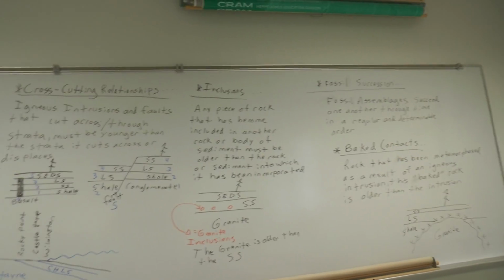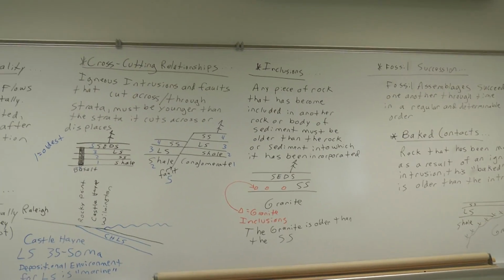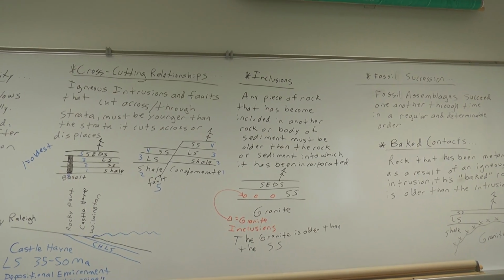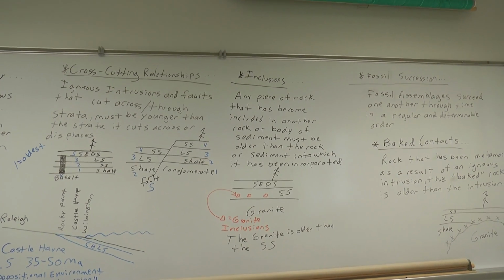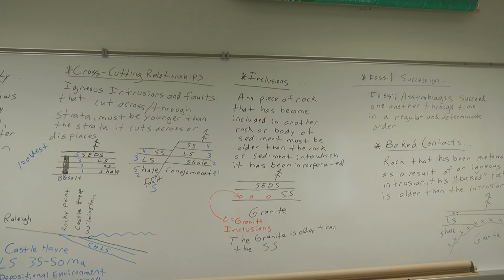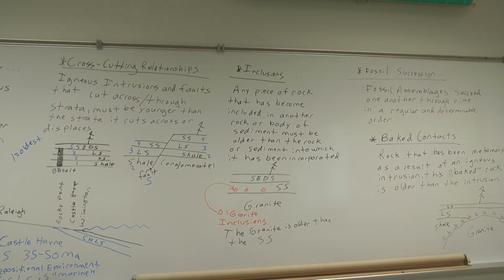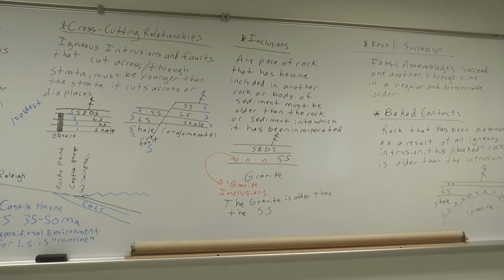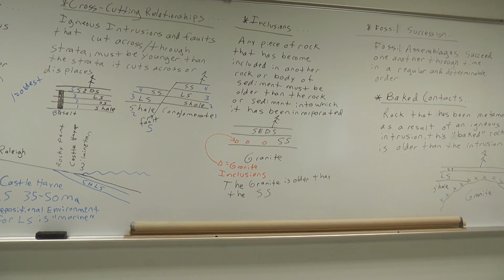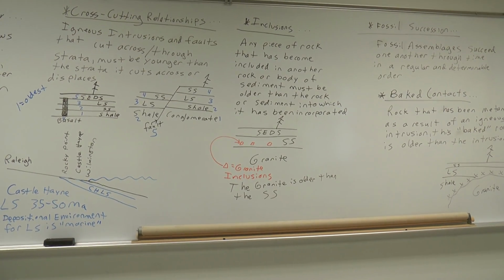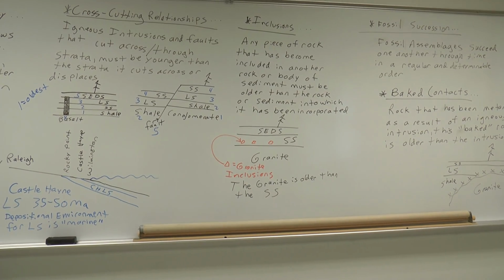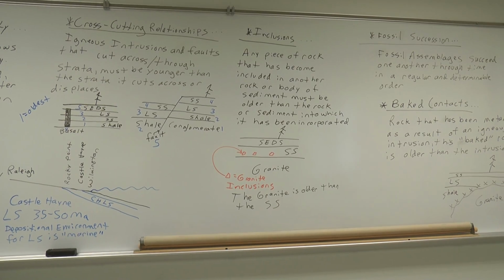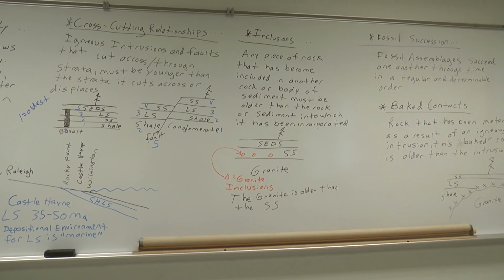Okay, so we're still in our geologic principles here. Inclusions. Any piece of rock that has become included in another rock or body of sediment must be older than the rock or sediment into which it has become incorporated. So our drawing there says it all. We have sediments on top, a layer of sandstone below that, and a big granite body below that. Now, those orange polygons are granite inclusions.